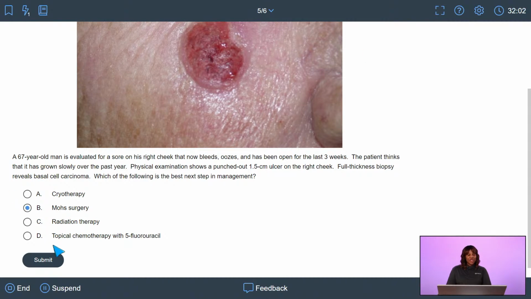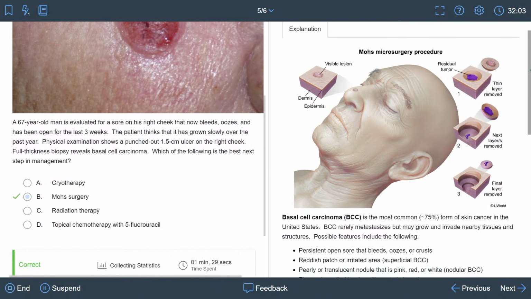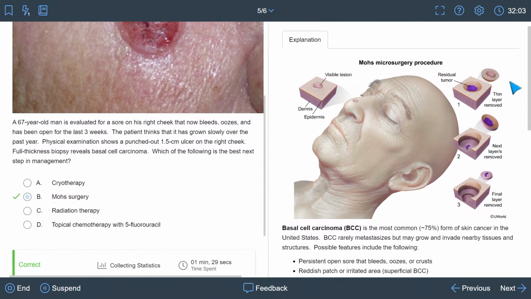And the answer to this question is B, the microsurgery procedure. So basal cell carcinoma, which we were told in the stem, is the most common form of skin cancer in the United States. It rarely metastasizes, but it may grow and invade that nearby tissue and structures. So here's a good image of the actual microsurgery procedure.